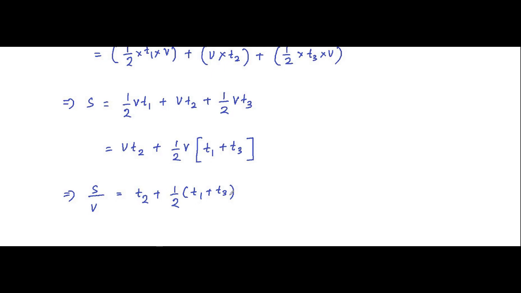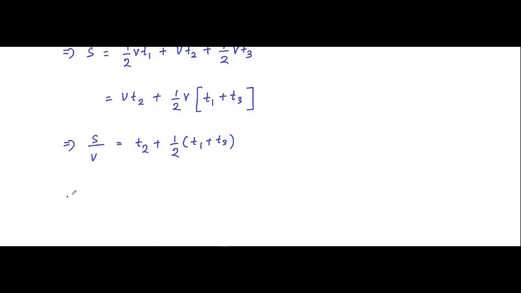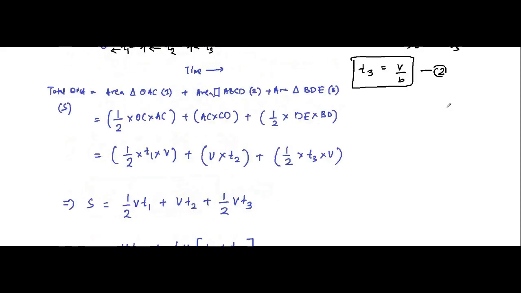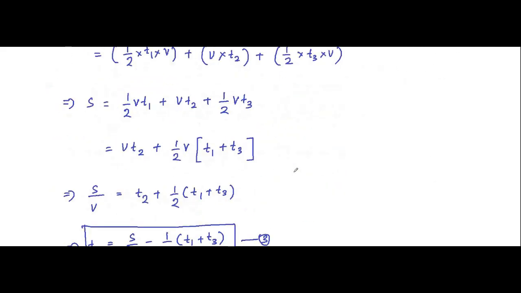Now T2 we can write as S by V minus 1/2 into T1 plus T3. This will be another important equation that will come into play, the third equation. This is here the first, the second, and the third.